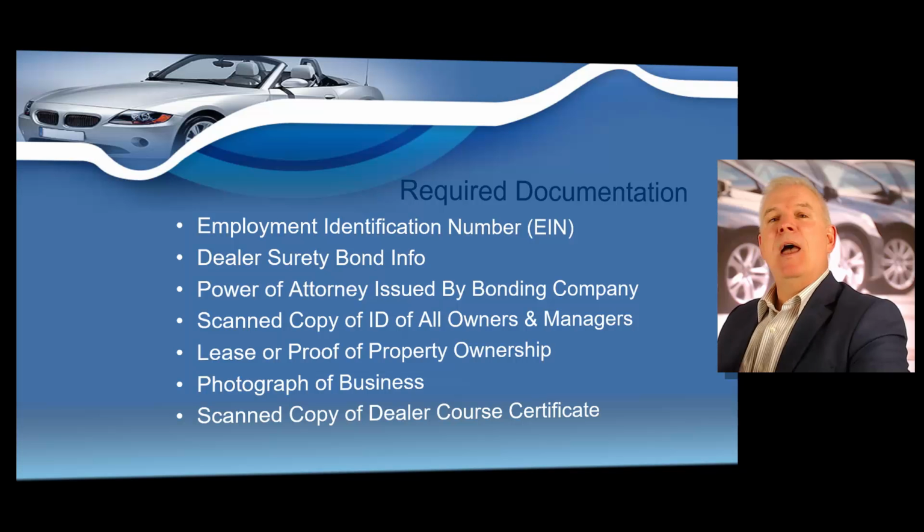bond copies. Scanned copies of driver's license, passport, or an official ID card for all owners and managers listed on the application. A lease or proof of property ownership is going to be required. A business photo clearly displaying the exterior of the business structure and business sign is also a required item. You're going to need a copy of your 6-hour dealer educational course certificate of completion, and you'll be able to easily download that as soon as you've watched all 6 hours of the video.